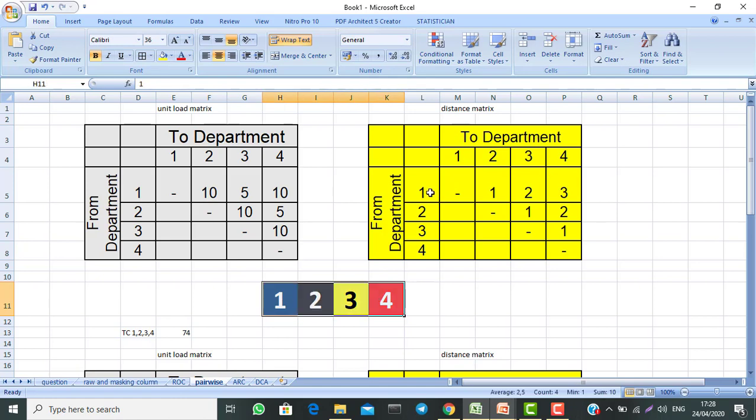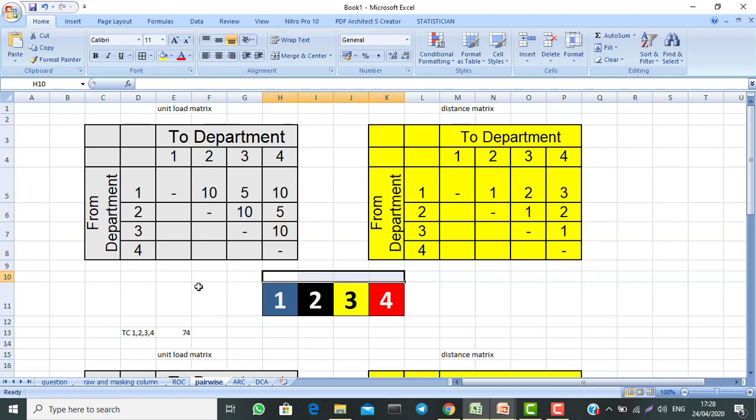So from department 1 to department 2, we need 1 step. From department 1 to number 3, we need 2 steps. From department 1 to number 4, we need 4 steps. So repeat the same procedure for every single path.